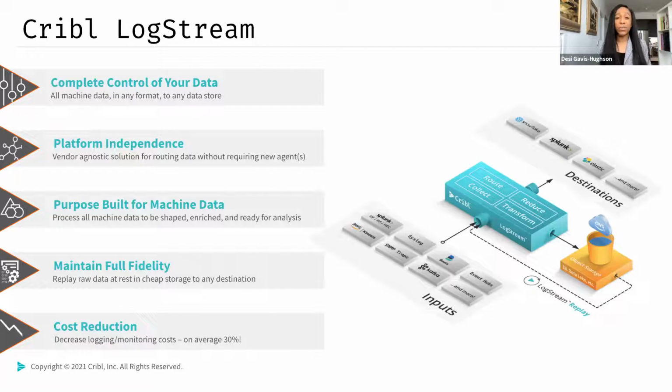Logstream also provides customers with a vendor-agnostic solution to route data to and from any tooling source or destination. That's going to be regardless of which tools you're using. And Logstream can centralize the forwarding of all of that machine data, get it to the right destination, and ensure it's shaped, enriched with whatever information you need, and ready for analysis, or just on standby, right, for when it might be needed in the future. And lastly, Cribl Logstream significantly decreases an organization's logging and monitoring costs. We see on average customers saving about 30% of their infrastructure costs.